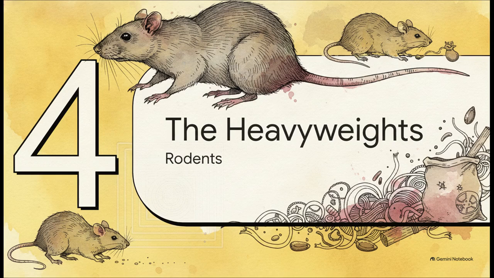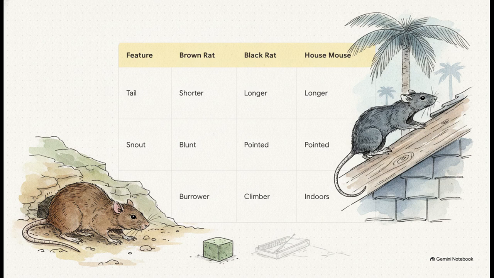All right, let's size things up and talk about the heavyweights, rodents. When we shift to these larger mammalian pests, the detective work changes from microscopic visual IDs to complex behavioral profiling. Let's break down exactly how technicians profile these guys in the field. Notice the black rat. It's got a tail that is actually longer than its body and a very pointed snout. But look closely at its habit. It's a climber. It absolutely loves roofs, attics, and even palm trees.